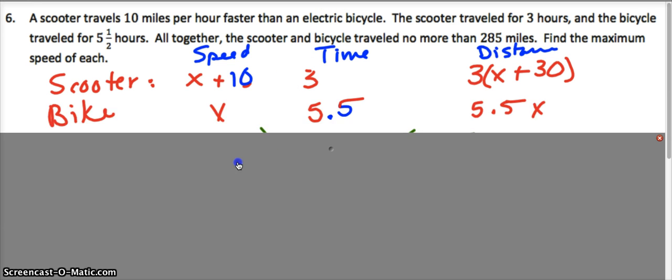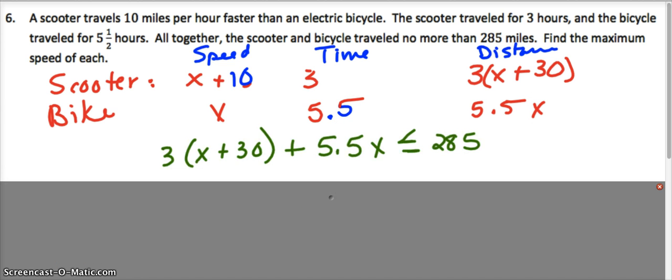So the bicycle would have to be our variable of x, and then the scooter's x plus 10 because it goes 10 miles faster. The scooter is going to go for 3 hours. The bike's going to travel for 5.5 hours. You may remember from science that distance equals rate times time or speed times time. So we'd have to take 3 times for the 3 hours times the speed. And for the bike, we'd have to take 5.5 hours times the speed. Giving this the inequality that you see here.